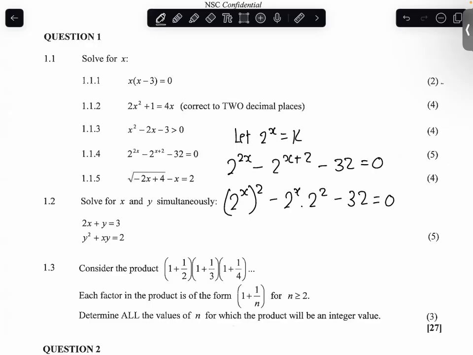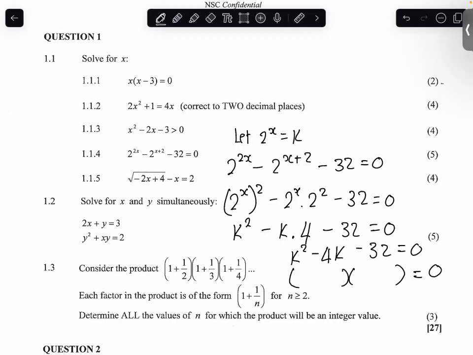Now we're going to change the 2 to the x to be a k. So this is k squared minus k times 2 to the power 2, which is 4, minus 32 is equal to 0. This is 4k. So it's k squared minus 4k minus 32 is equal to 0. We're going to factorize that. It's going to give us k and k and 8 and 4. That's a minus, that's a plus. So k is equal to 8 or k is equal to negative 4.